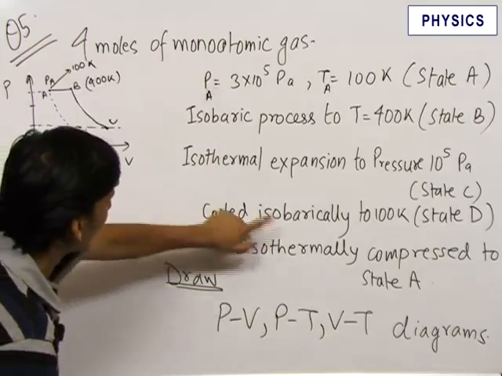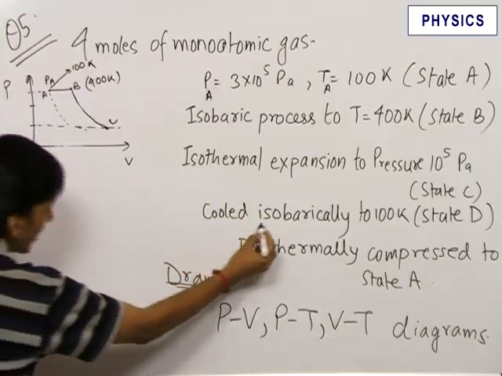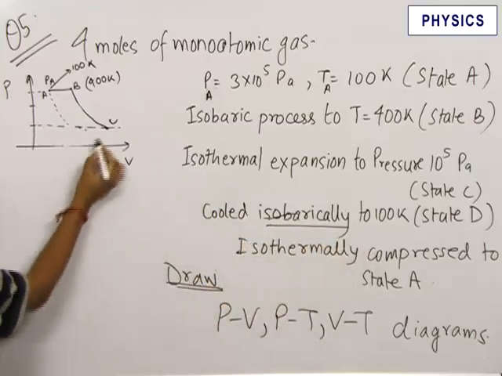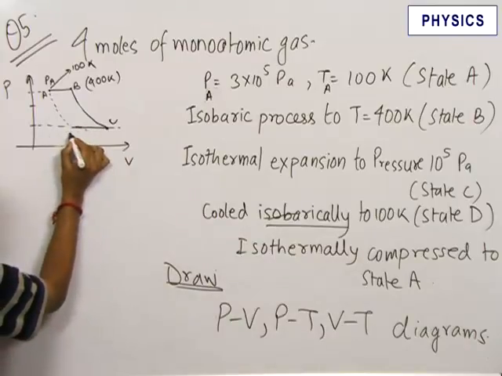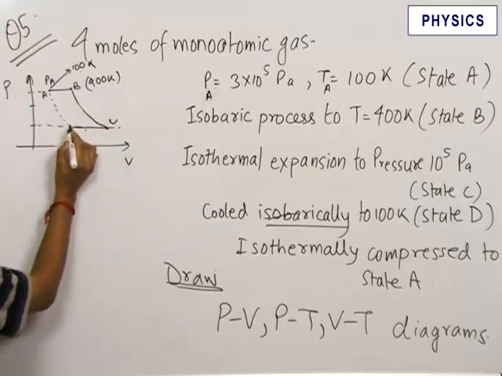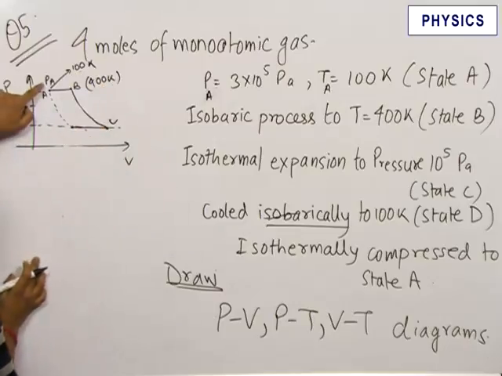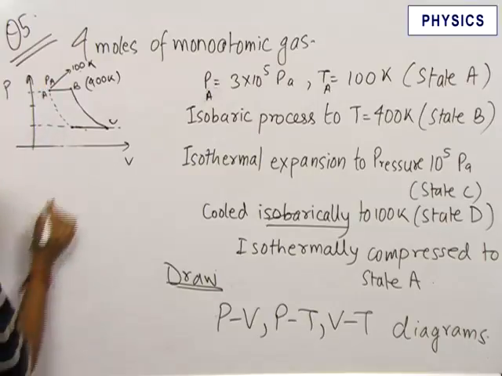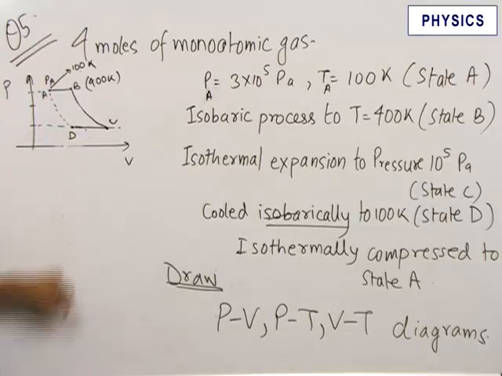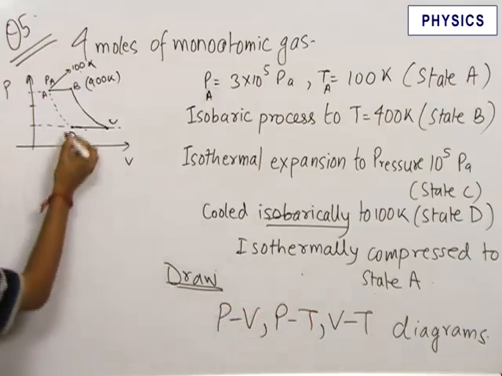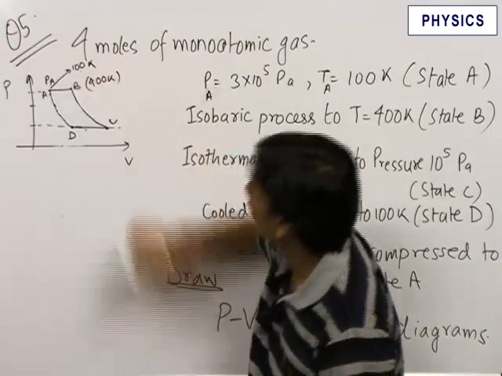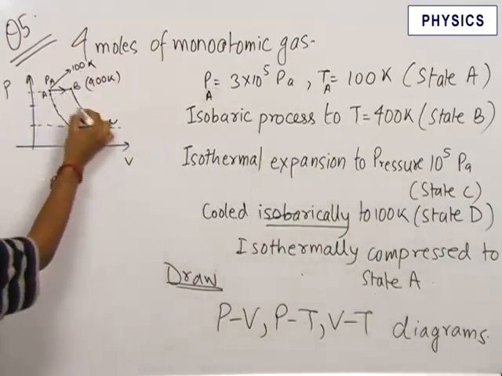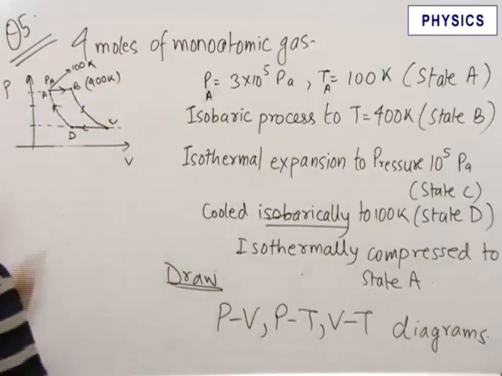Now it is cooled isobarically to 100 Kelvin. Now again it is isobaric. It is cooled, therefore the temperature should decrease. Therefore we come down from C to D to 100 Kelvin again. This was 100 Kelvin. So we again land up at this point itself, which lies on the isotherm involving point A. Therefore this is point D. Now we have isothermally compressed it back to state A. Therefore it has to be this isotherm because it is an isothermal process. So the total process is, we start from A, go to B, then C, D and then A. So this is what the PV diagram looks like.